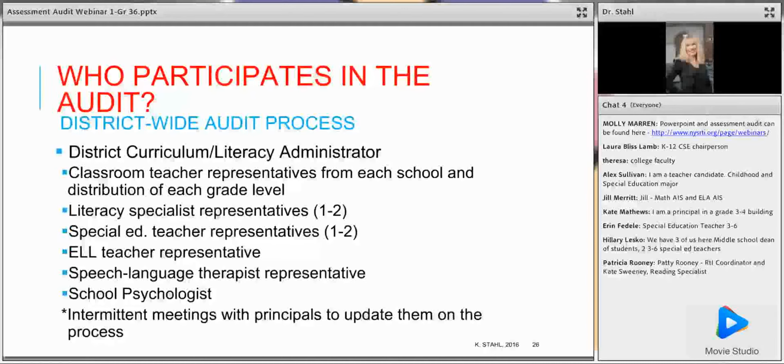But what you do want is intermittent meetings with the principals that are updating them on the process. The way one of the districts I worked with did it was they had meetings with the principals after hours. They called it a salon, and we had refreshments. That kept the principals in the loop with what was happening at these meetings and gave them a chance to give feedback before the final process. And so that's one way of doing it.